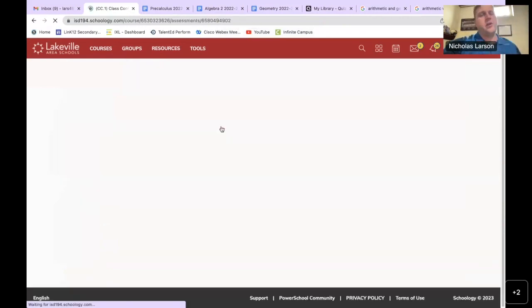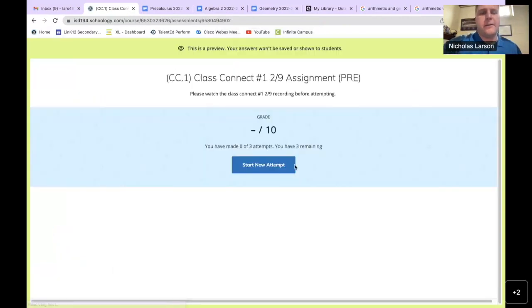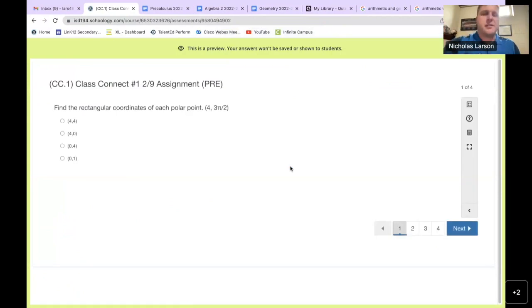And so again, what did you learn? Did you follow along? What did we decide? It's kind of like an exit ticket. So go ahead, find the rectangular coordinates of each polar point. How do we find that? We need to use r cosine. R is 4. And then for your x coordinate, you find cosine of 3 pi over 2. And then for your y coordinate, you use sine.